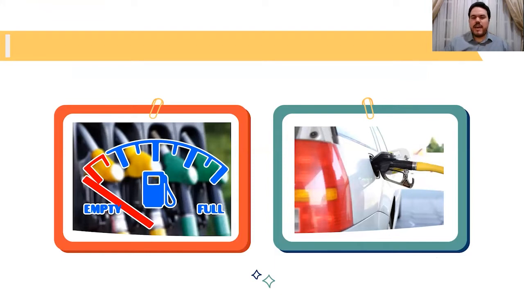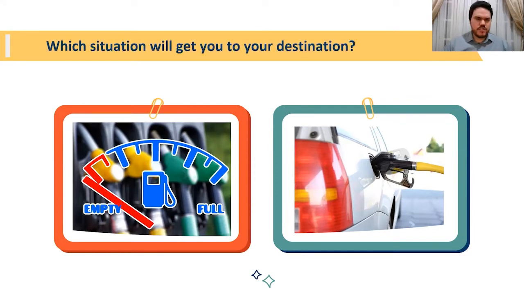So let's take a look at the situation that these two pictures on the screen represent. We have the first one, an empty tank versus a full tank, right? And the second one, we have someone putting gas in their car, right? So now, for a moment, imagine that you're going on a road trip. You have many different places that you want to visit. So you need to get there. You have your destination, right? So think about this question. Which situation will get you to your destination? Is it the first one, the one that says empty, or the second one, which we can assume is getting a full tank, right? Because we want to get to our destination. So yeah, if you said the second one, then that's exactly what we're looking for, right? We want to put gas in our car so we can get where we want to go.